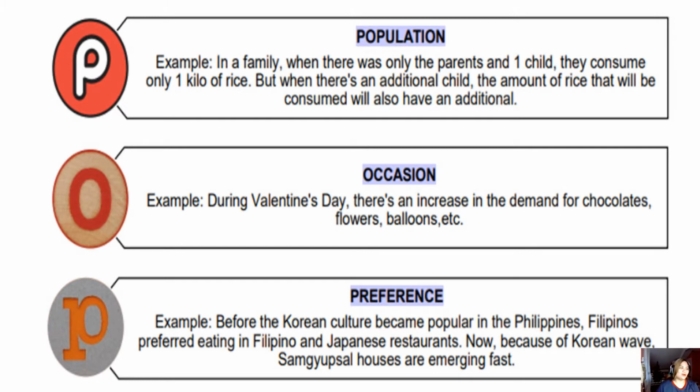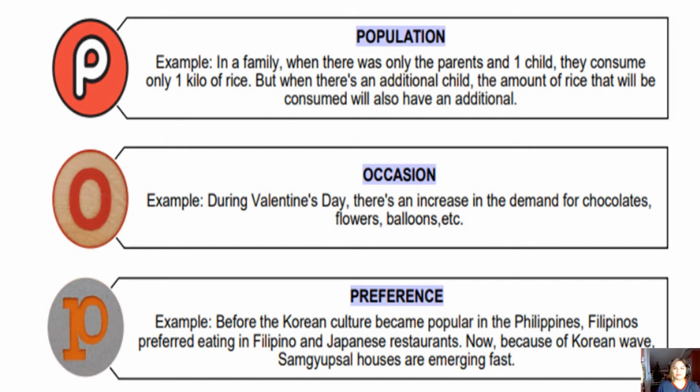Next, we have occasion. An example here is during Valentine's Day. There is an increase in the demand for stuff related to Valentine's Day, for instance, chocolate, flowers, balloons. A lot of people want to buy those during Valentine's Day. So that is occasion as a determinant of demand.